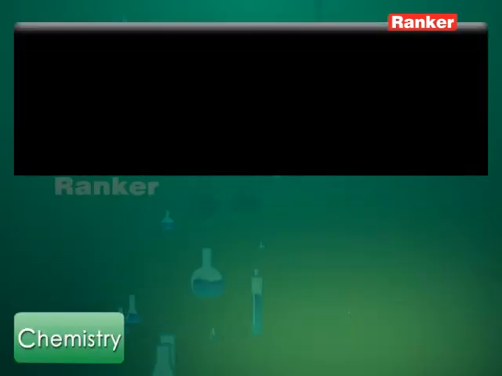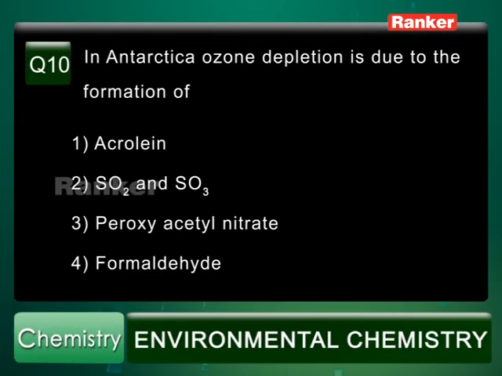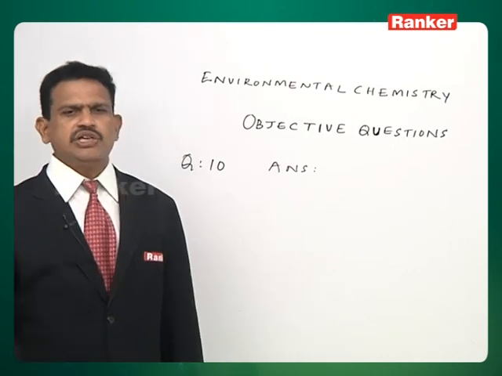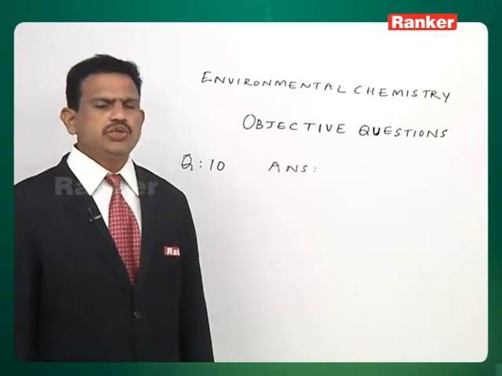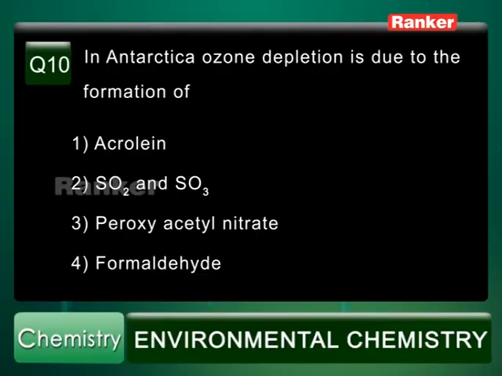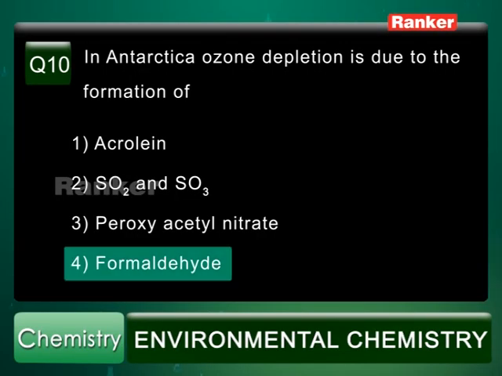Moving to question number 10. In Antarctica, ozone layer is depleted because of the formation of: option 1, acrolein, a vinyl polymer. Option 2, SO2 and SO3. Option 3, peroxyacetyl nitrate, PAN. Option 4, formaldehyde, HCHO. In the Antarctica region, ozone layer is getting depleted because of the formation of HCHO, that is formaldehyde. So the answer is 4 for question number 10.